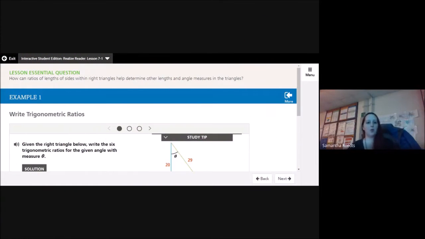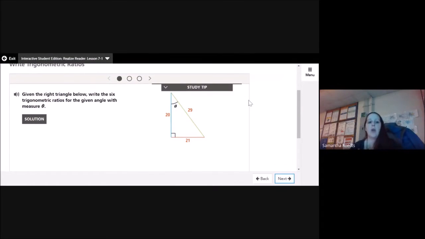All right, example 1, right trigonometric ratios. So given the right triangle below, write the 6 trigonometric ratios for the given angle with measure theta. Okay, so here's my angle theta, here is my hypotenuse, here is my adjacent side, and here's my opposite side. Okay, so they were nice and they gave us all of the measurements.